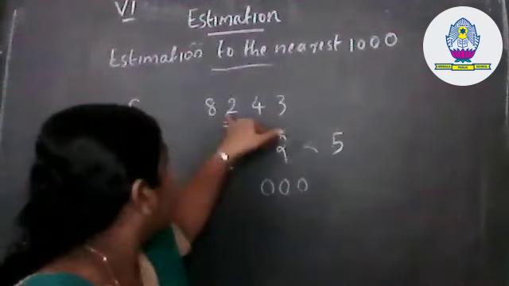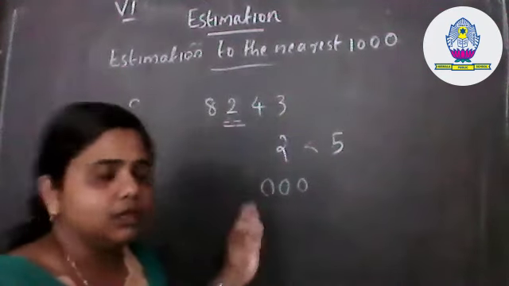The digits in the last 3 places are replaced by 0.